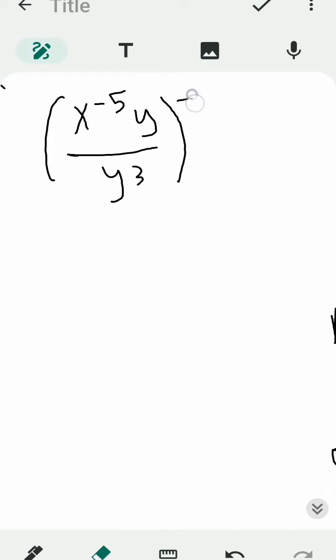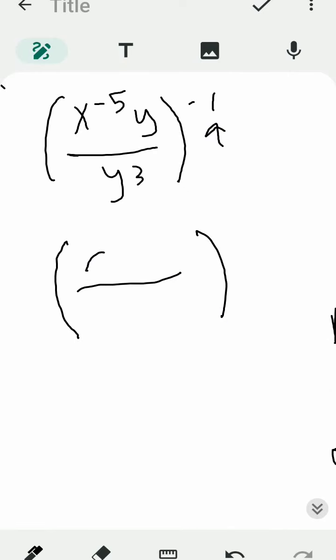Now, I could have started this fraction off by flipping everything and just making that a positive exponent, but it doesn't take away the negatives on the inside. So we have to be mindful of that. This would have still been x to the negative 5, y, and then y to the power of 3. It still would have been the same thing.